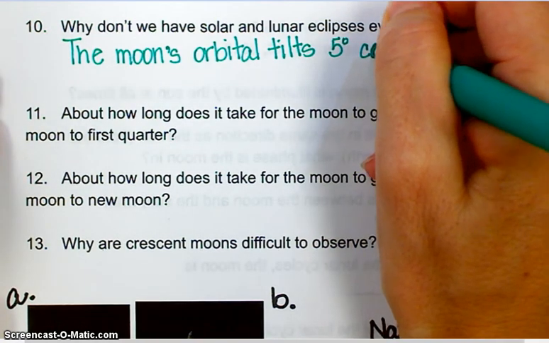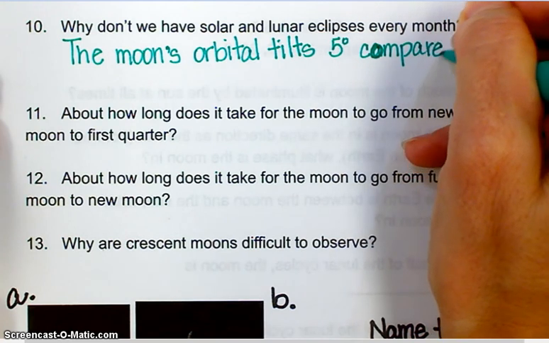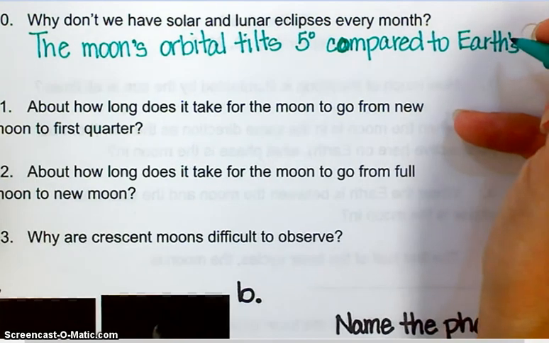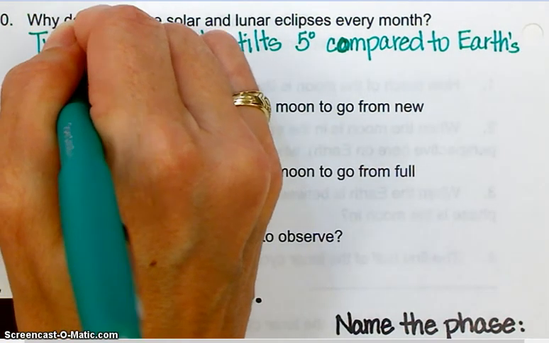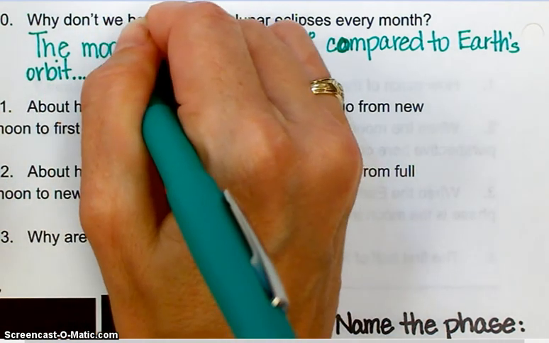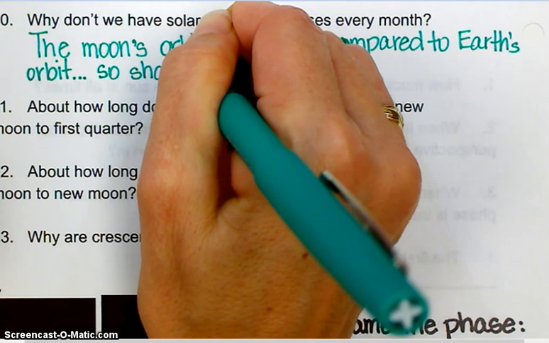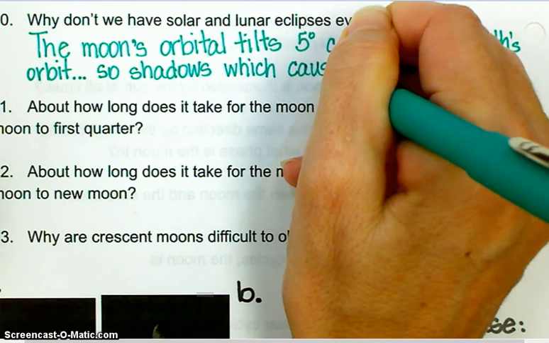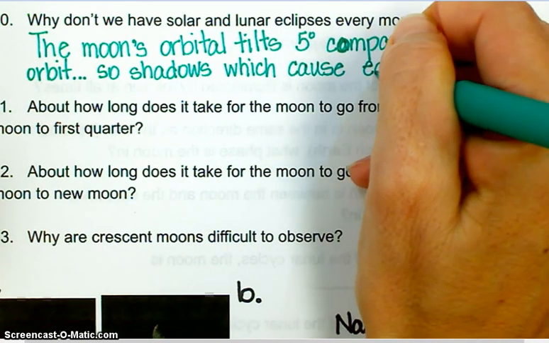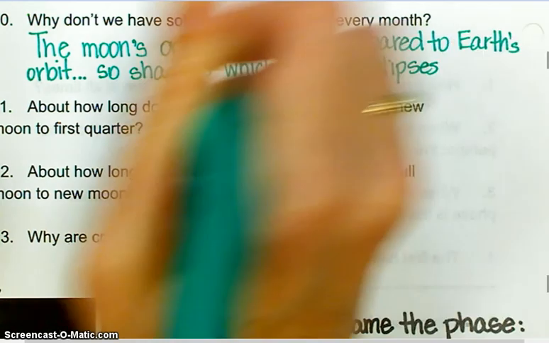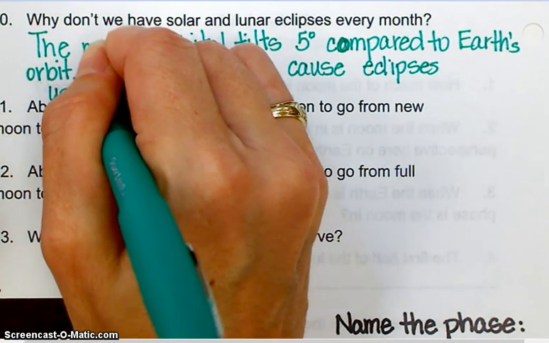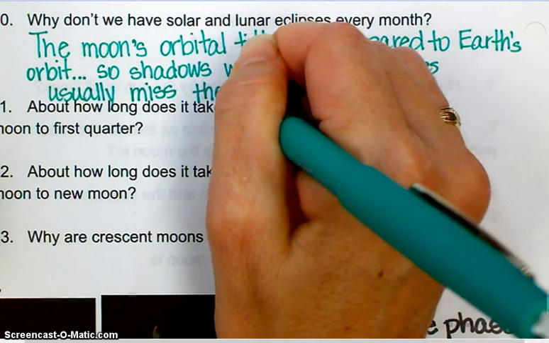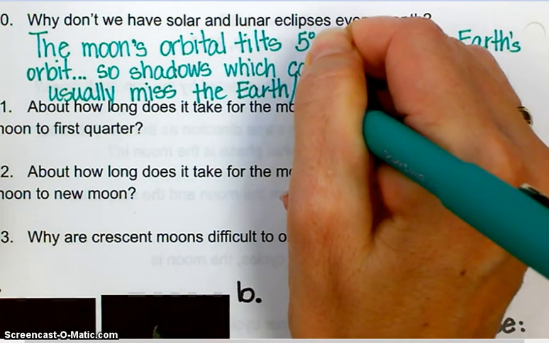Compared to Earth's orbit. So shadows, which cause eclipses, usually miss the Earth or moon.